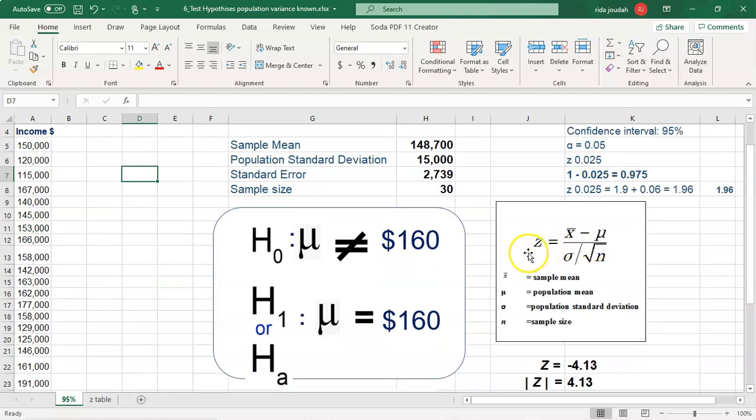The formula here is z equal x bar, which is the sample mean, minus mu, the population mean, which is the one that we are assuming here or claiming, 160,000. So mu means the value that you put in your hypothesis. If you want to test mu equal 200,000, mu in this case equal 200,000. So this is the sample mean and this is the mu that you want to test.